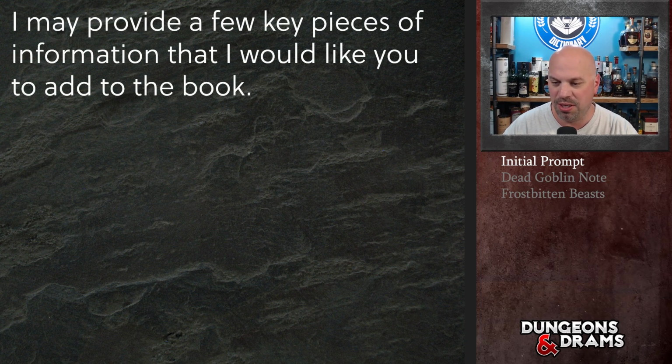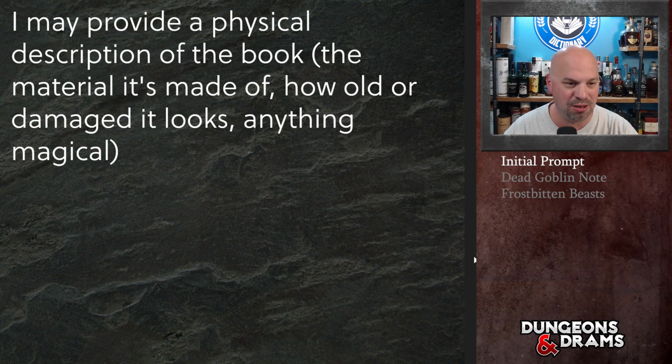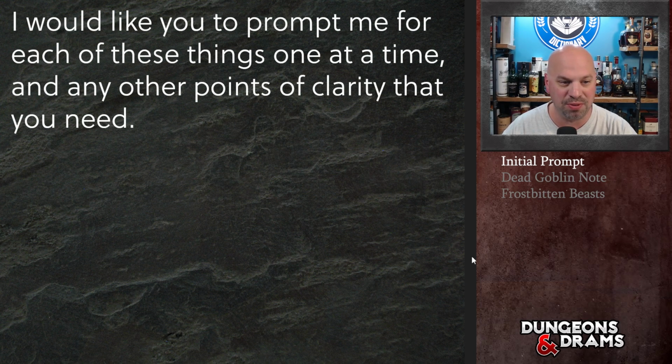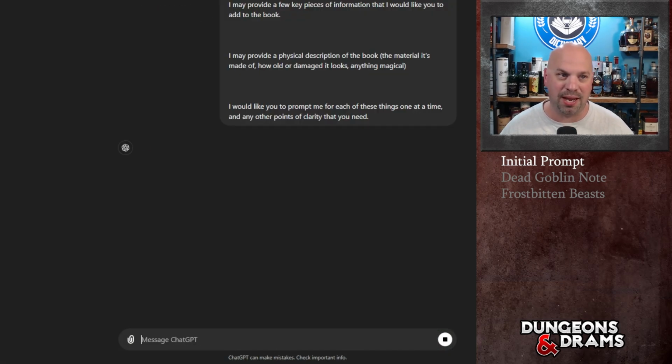I may provide a few key pieces of information that I would like you to add to the book. I may provide a physical description of the book, the material it's made of, how old or damaged it looks, anything magical. I would like you to prompt me for one of these things at a time and any other points of clarity that you need. Okay, so we've got our prompt down. Let's go ahead and submit that, and now it's going to prompt us back for what we want to do.